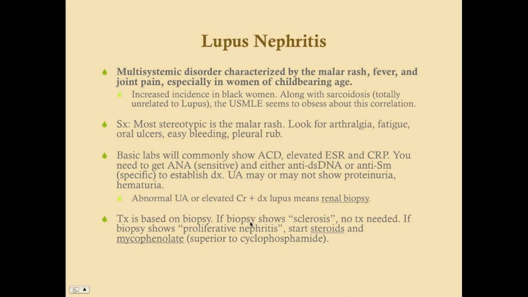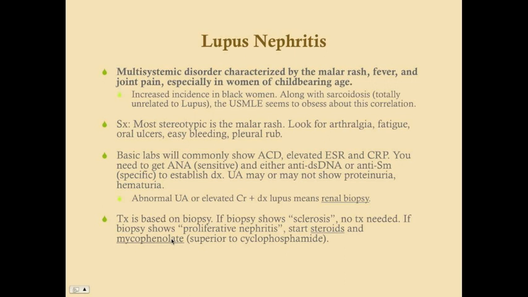And when we get that biopsy back, it will either be normal, which would be unusual for lupus, or it will show sclerosis, in which case we don't need any treatment at this time, or it will show proliferative nephritis. And if it shows proliferative nephritis, we need to start steroids and another immunosuppressant called mycophenolate. And this is superior to cyclophosphamide.